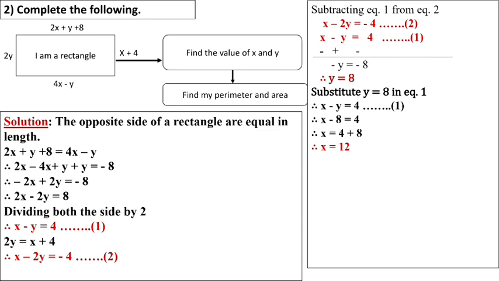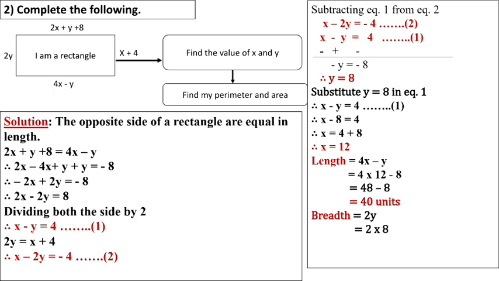We'll put these values in the length and in the breadth. So length is what is given, 4x minus y. So 4 into x, the x value is 12, minus the y value, 8. 4 times 12 is 48, minus 8 we get 40. Therefore the length is 40 units, and the breadth is 2y. So 2 multiplied by the y value we got, 8. 2 times 8 is 16. So our breadth is 16 units. So here, student, we got the length and breadth.